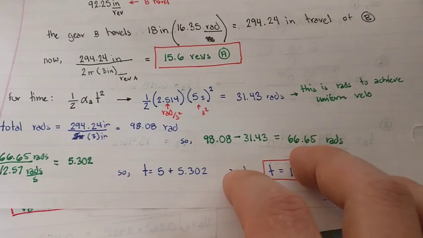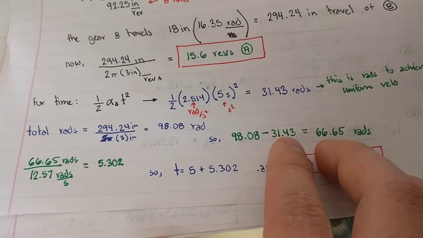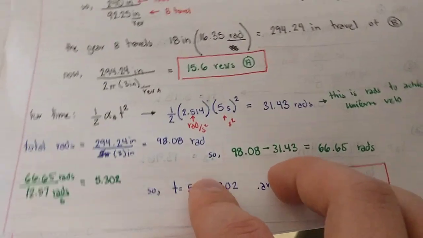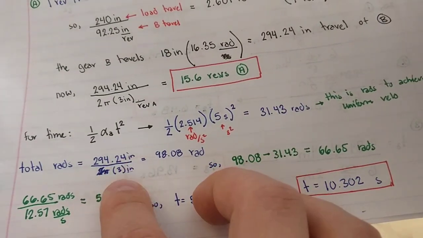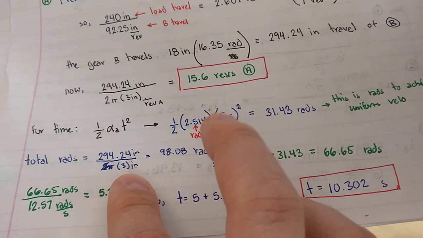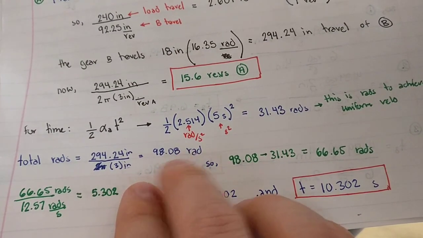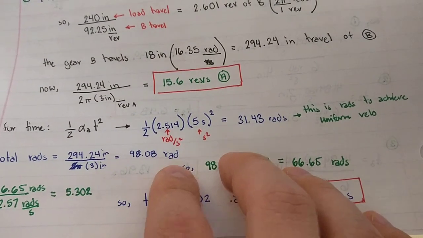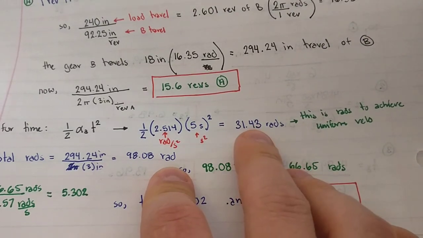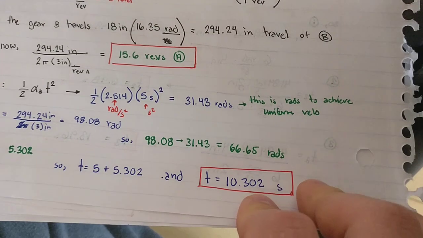And what we can do now is figure out our total radians traveled for moving up the 20 feet. We take the total distance traveled divided by the 3 inches to get our total amount of radians traveled. Once we've figured that out for the 20 feet, we can subtract the ones required to get to that uniform velocity, and that gives us a difference of 66.65 radians.